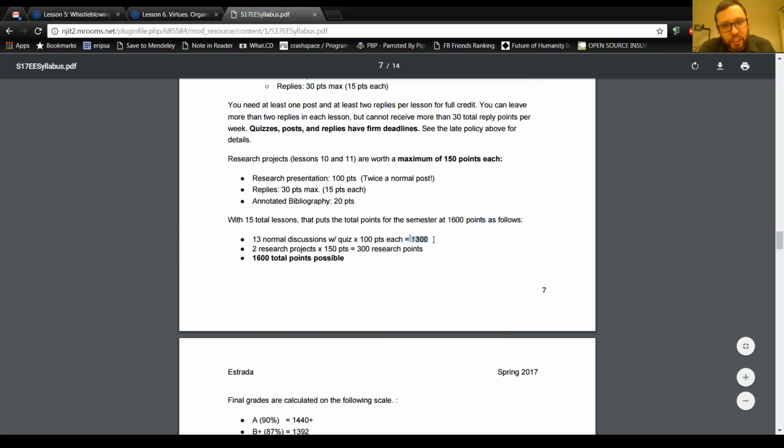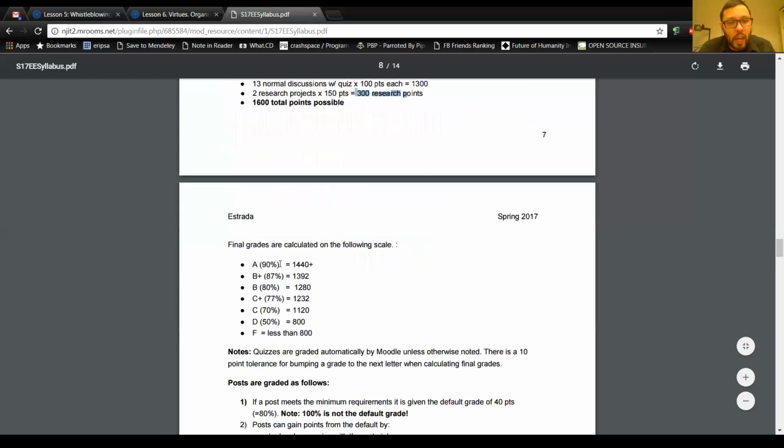That's 1,300 discussion points, and then 300 for the research projects. I'm sorry, 1,300 for the normal weeks. That includes discussion and the quizzes, and then 300 additional research points, so 1,600 points total. And then these are how the final grades are calculated, and this will be pretty accurate for how I calculate final grades.